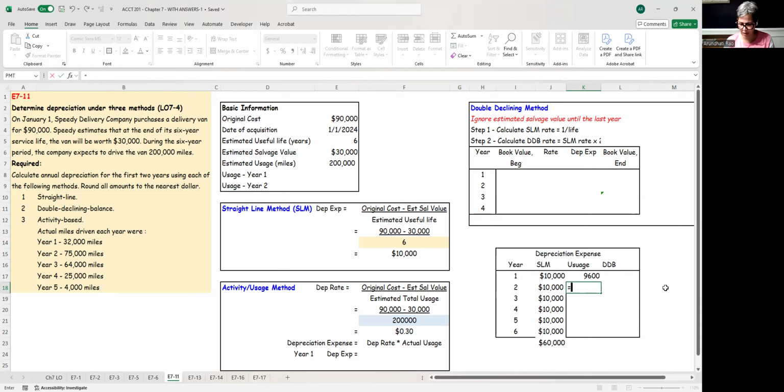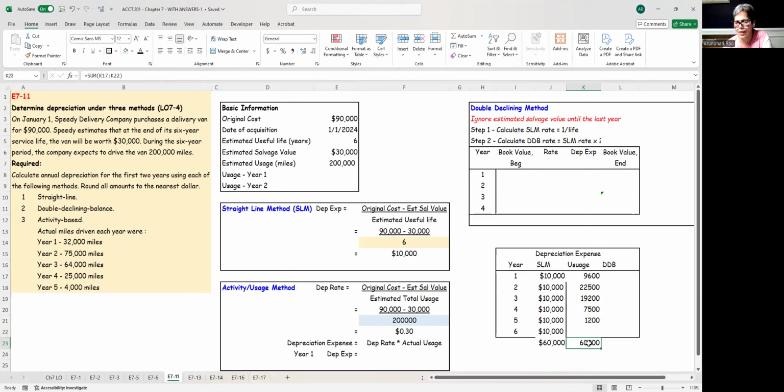The second year, it's going to be 75,000 times 0.3. That's 22,500. The next year, 64,000 times 0.3. And then it's going to be 25,000 times 0.3. And then the fifth year, I have 4,000 times 0.3. Now they've given me 5 years worth of information. Let me add this up and see what I come up with over here.